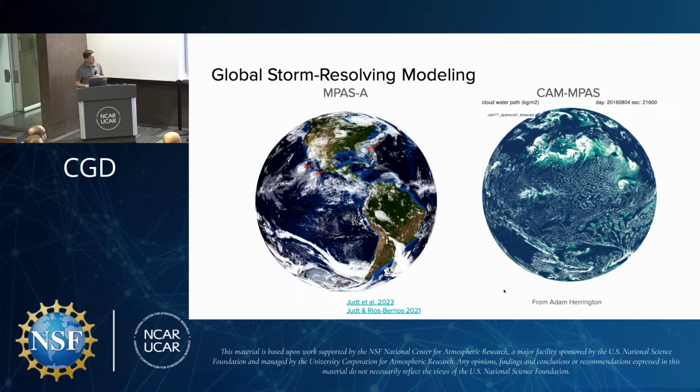And then just recently, Adam, as part of SIMA and EarthWorks, has been running CAM-MPAS within CESM at 3.75 kilometer global grid spacing. And at this point, I will turn it over to Brian to talk about how we got to this point and why it's hard.